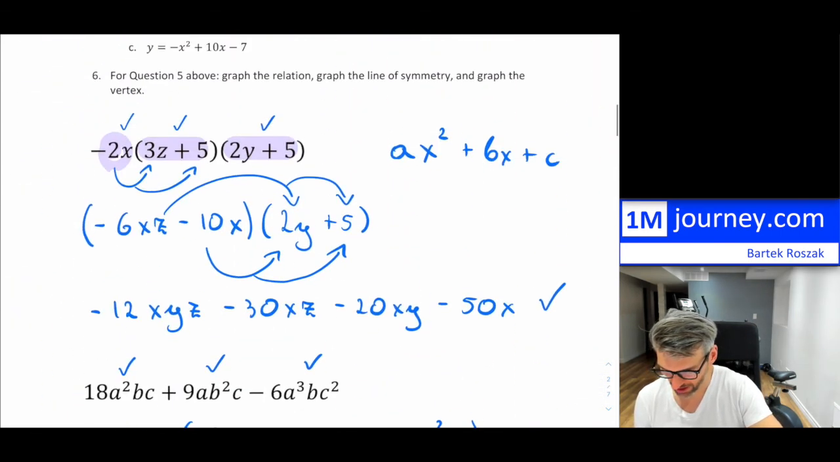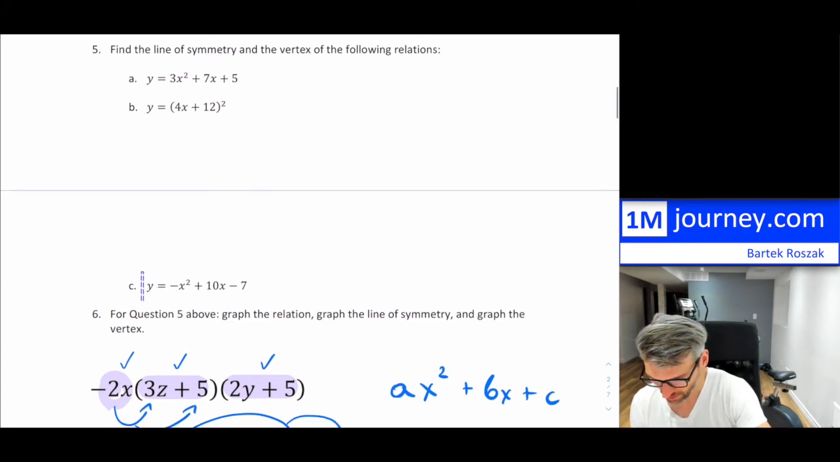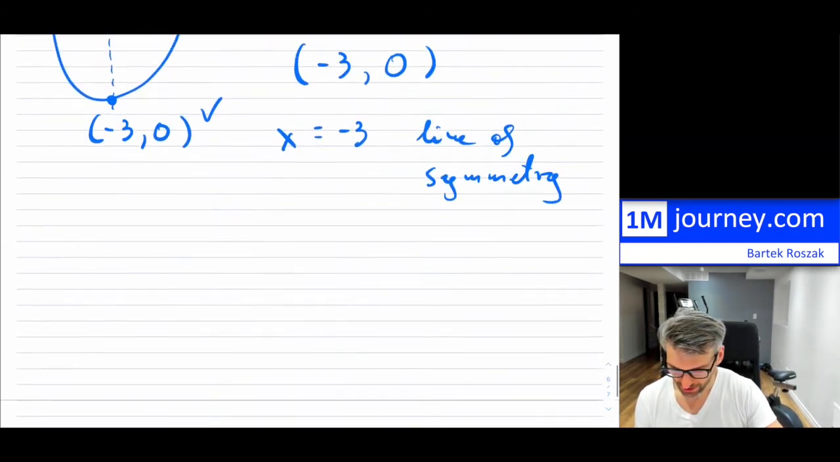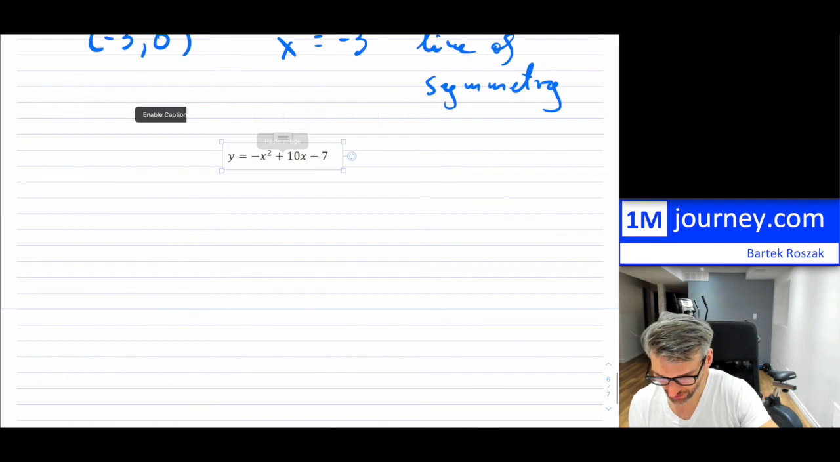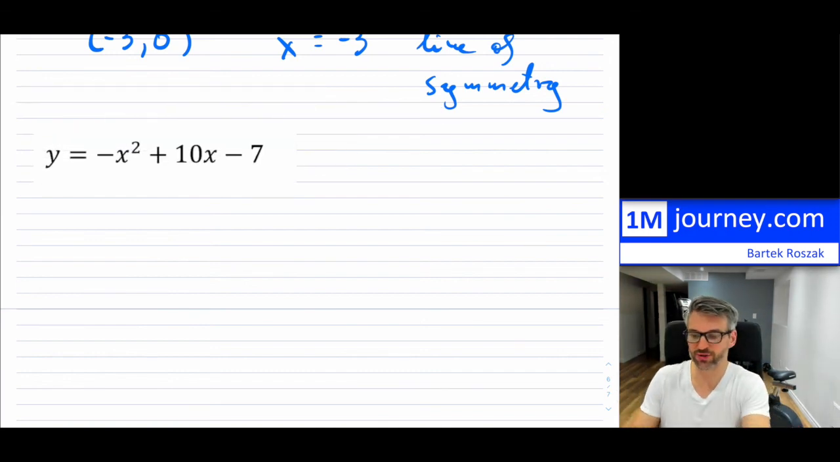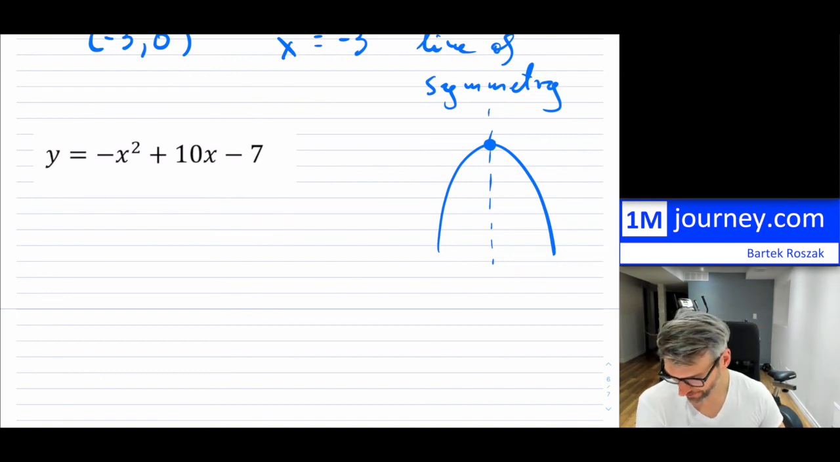Actually, hold on. Yes, there is one more. Okay, so we have this one. So I'm going to copy this, and let's grind away through this. So paste. So that's another quadratic. Now notice the A is negative, so this parabola is going to look downwards. It's going to be something like this, where our vertex is going to be somewhere there, and our line of symmetry is going to go like that.